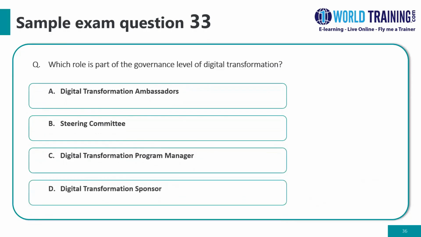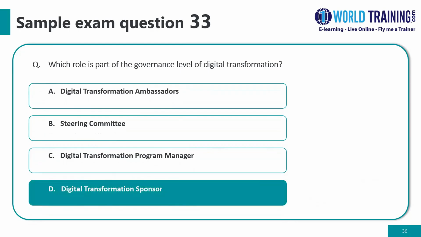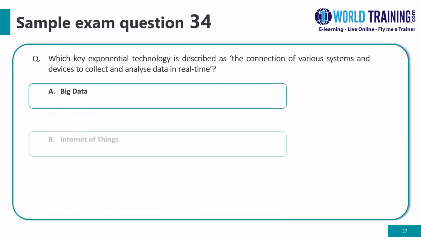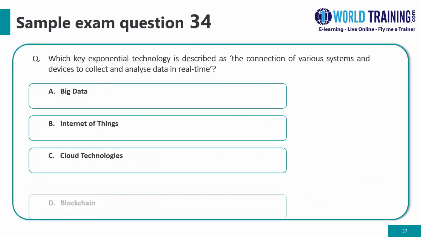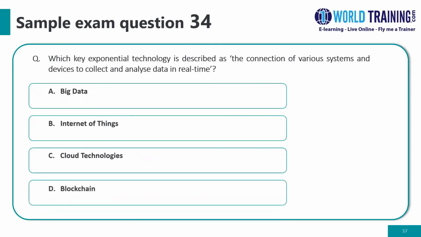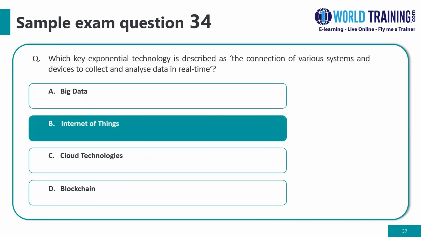Number 33, which role is part of the governance level of digital transformation? The answer is D, digital transformation sponsor. Which key exponential technology is described as the connection of various systems and devices to collect and analyze data in real time? The answer is Internet of Things.